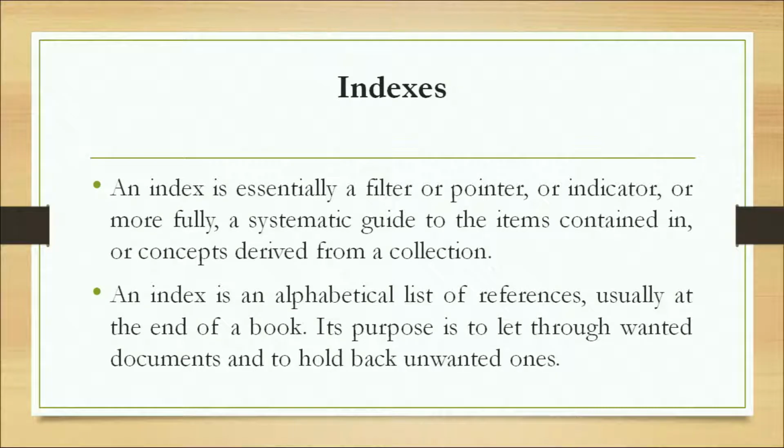Now after catalogs, we will talk about indexes. An index is also a kind of tool of information retrieval system. That means index is also a tool which helps users or students in retrieving the required information. An index, in fact, is essentially a filter or pointer or indicator, or you can say it is a systematic guide to the items contained in the book or in the document. It is an alphabetical list of references, usually at the end of a book. Its purpose is to let through wanted documents and to hold back unwanted ones.